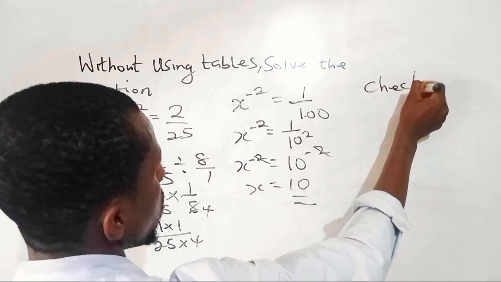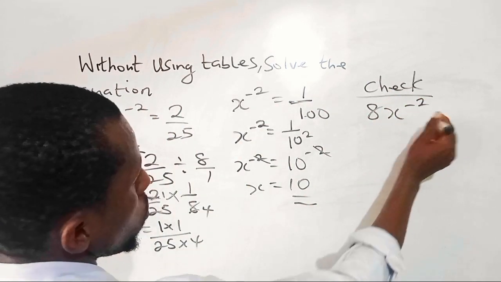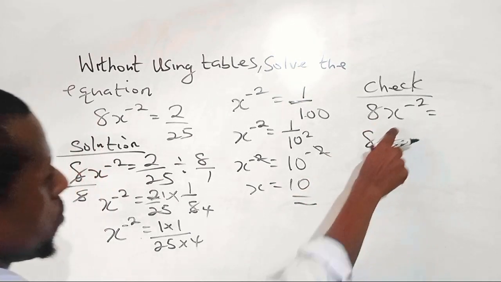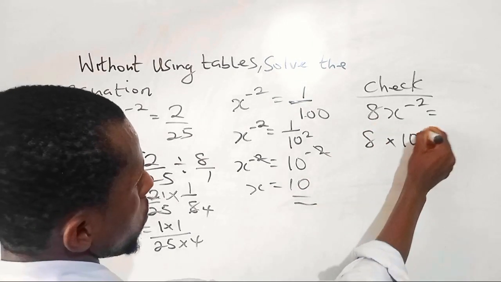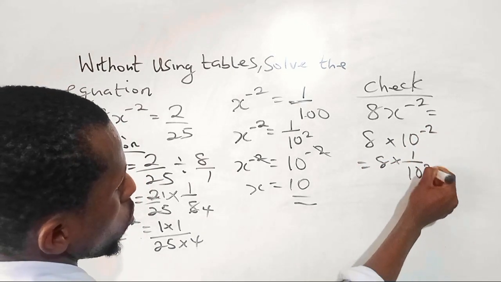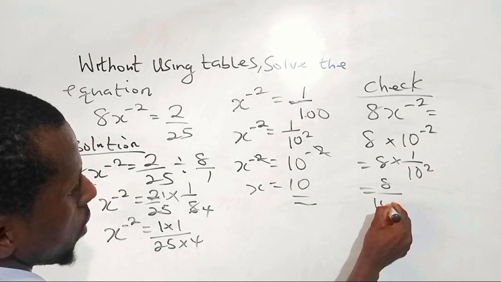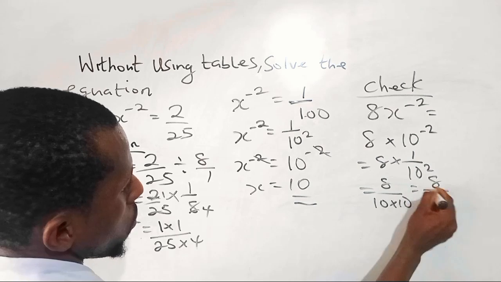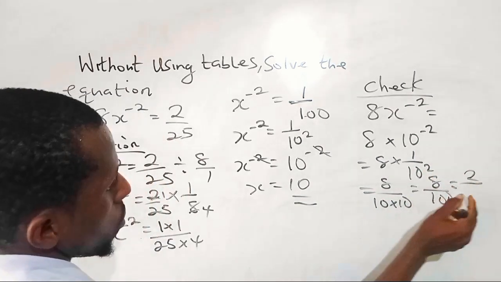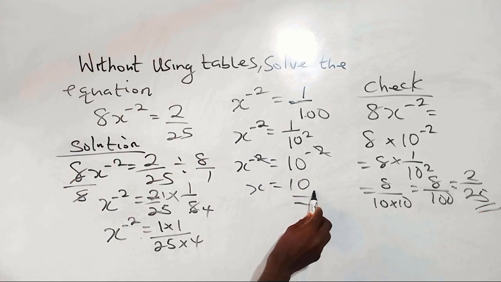So to check this, from here you have 8x raised to power minus 2 equals, so here you have 8 times the value of x, which is 10 raised to power minus 2. This is as saying 8 times 1 over 10 raised to power 2. So that gives us 8 times 1 is 8, 10 raised to power 2 is 10 times 10, so that is 8 over 100. So we can reduce this with 4. 4 into 8 is 2, 4 into 100 is 25, which is this. So the value of x is 10.